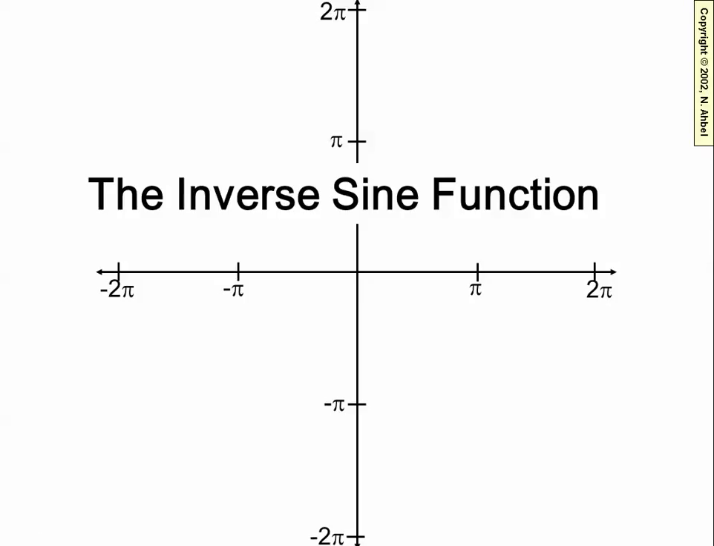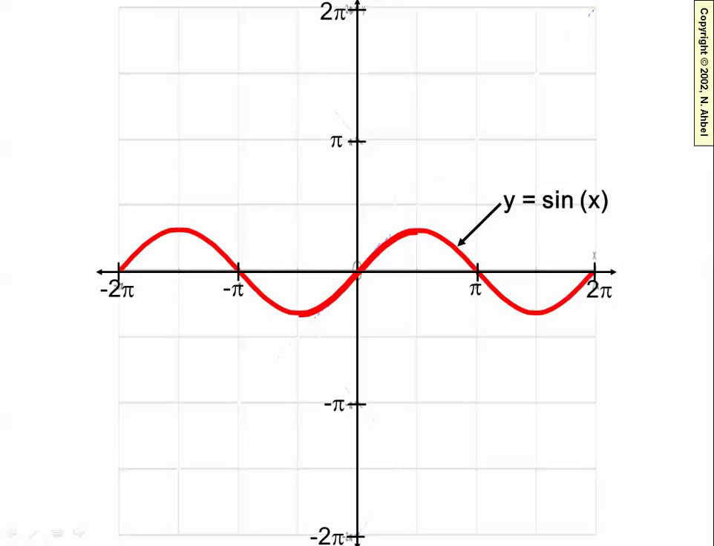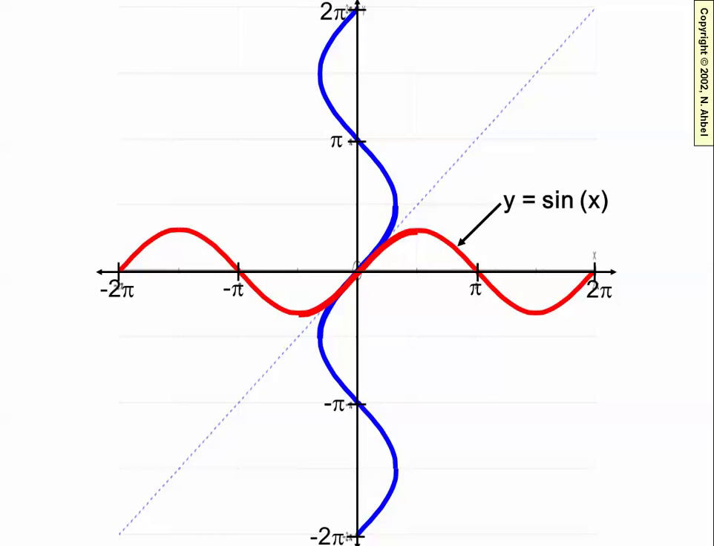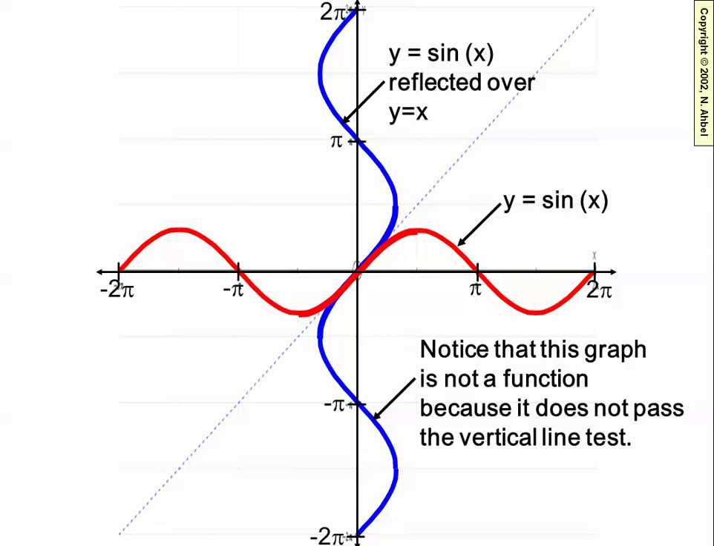We've already done the inverse cosine function, so the inverse sine function is very similar. This is a graph of y equals the sine of x, and this is y equals the sine of x reflected over y equals x, which represents the inverse of y equals the sine of x. Notice that this graph is not a function because it does not pass the vertical line test.